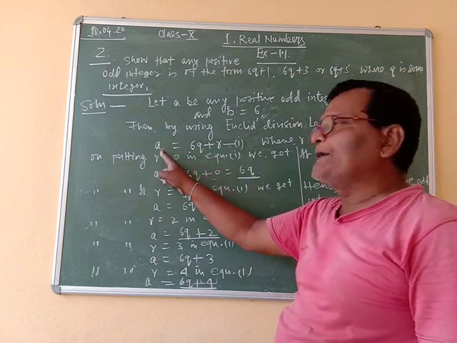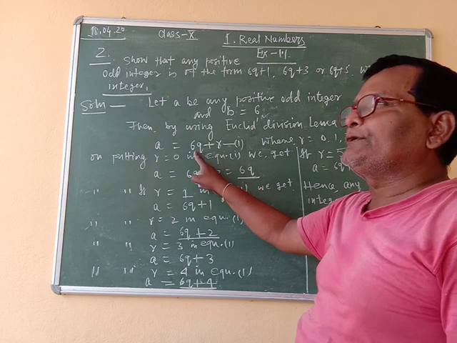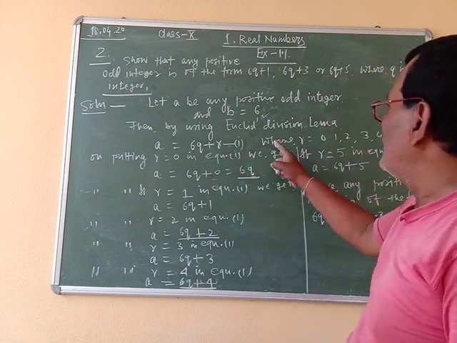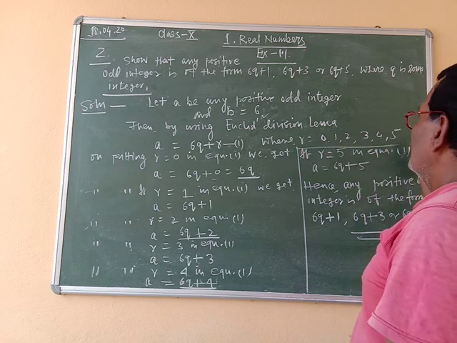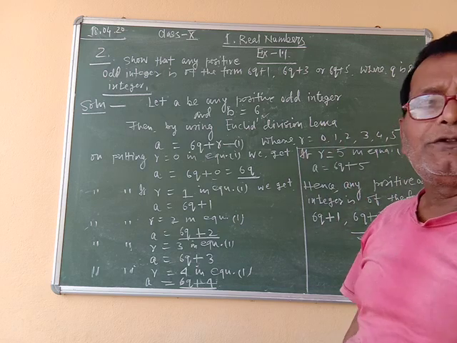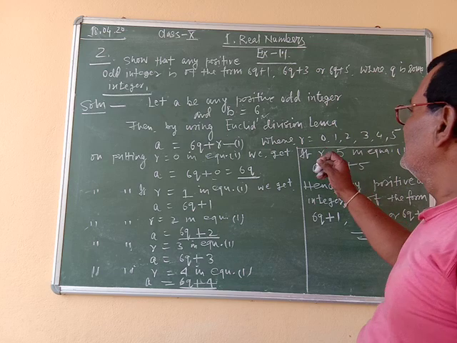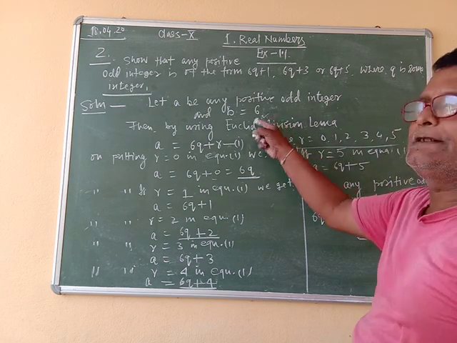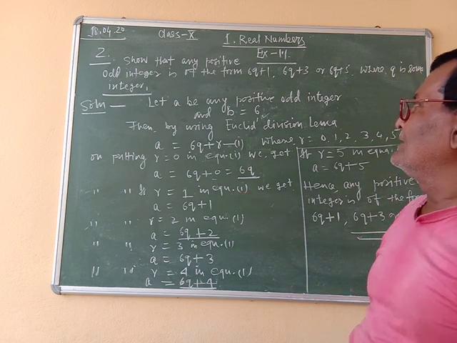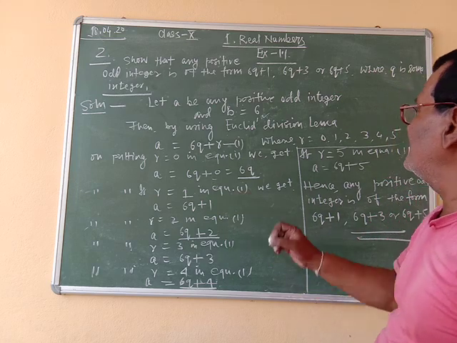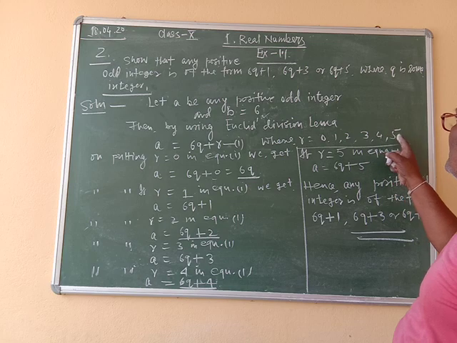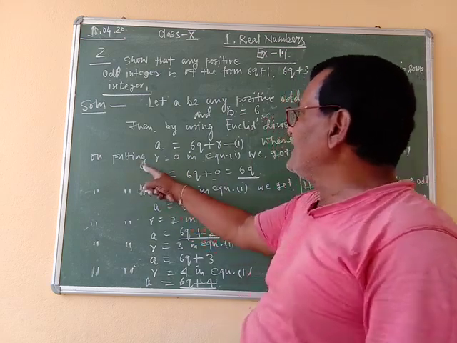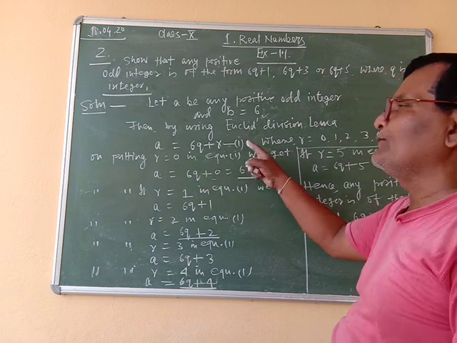Here a is the dividend, b is equal to 6 the divisor, and r is the remainder. The possible values of r are 0, 1, 2, 3, 4, 5, less than 6. You take the value of remainder as 0, 1, 2, 3, 4, 5, not 6.